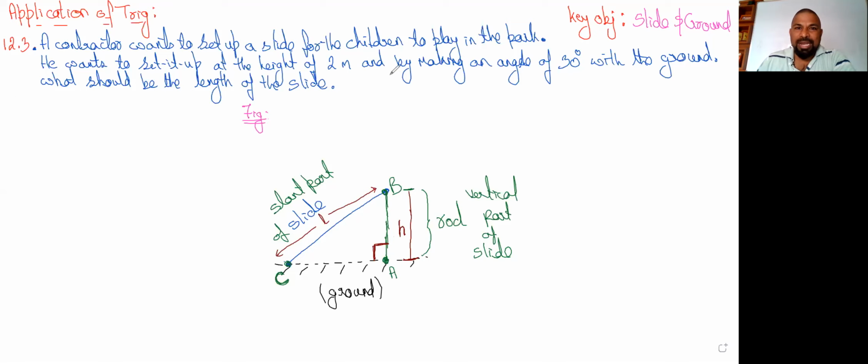Now, what is the next one? He wants to set up at a height of. So what is the height he has already mentioned? Check it out. Did he give the height? Yes, the height is given by him as 2 meters. So the height is mentioned as 2 meters.